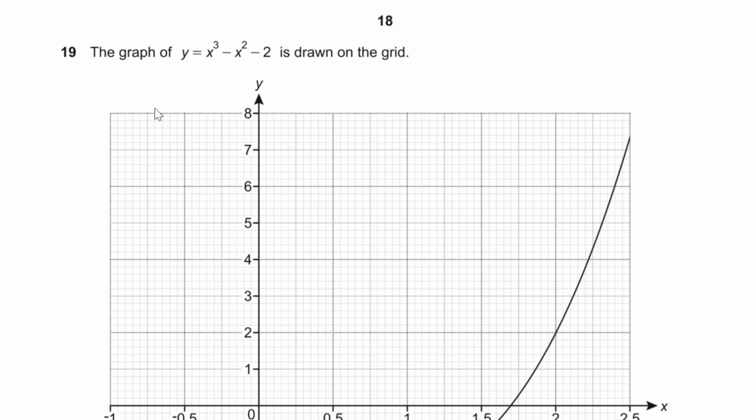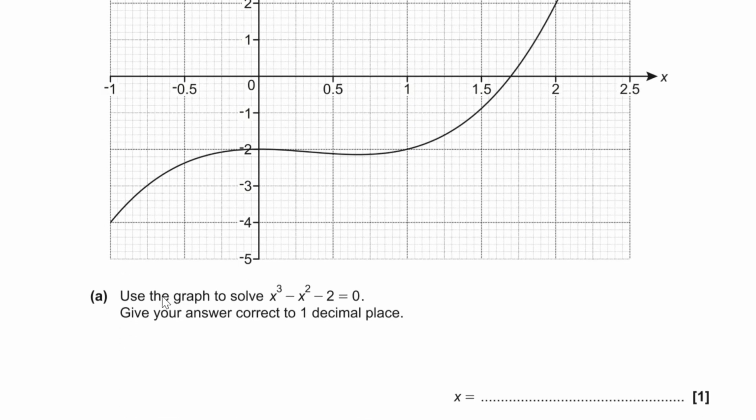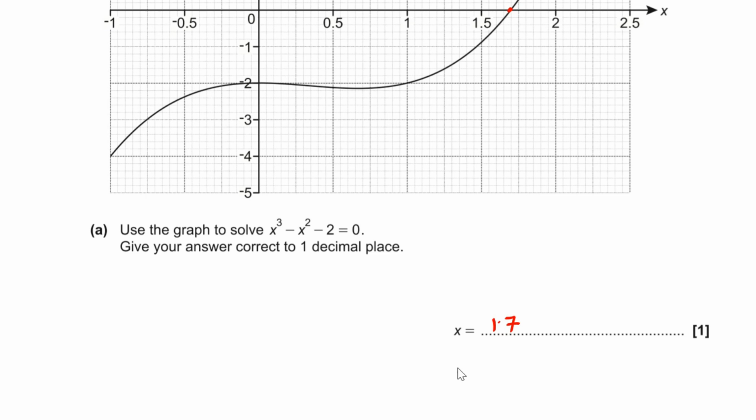Question number 19. The graph of y equals x cubed minus x squared minus 2 is drawn on the grid. That's what we see here. And we have to use the graph to solve x cubed minus x squared minus 2 equals 0. Give your answer to 1 decimal place. Well, we're looking at where the graph is equal to 0, and it's equal to 0 over here. And this point over here is equal to 1.7, and therefore x is equal to 1.7.